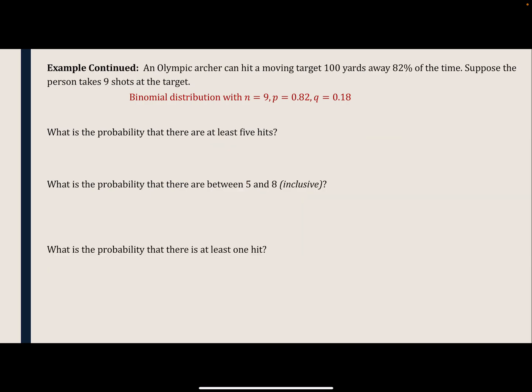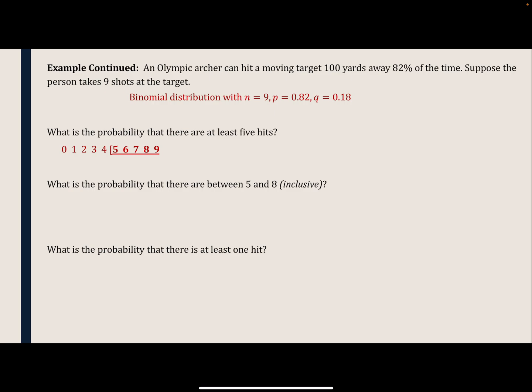Same problem, we just have some more questions here. So same Olympic archer, 82% of the time they can hit the target, and we're taking 9 shots. What is the probability that there are at least 5 hits? Well, at least 5 means 5 or more. So this would include 5, 6, 7, 8, and 9.